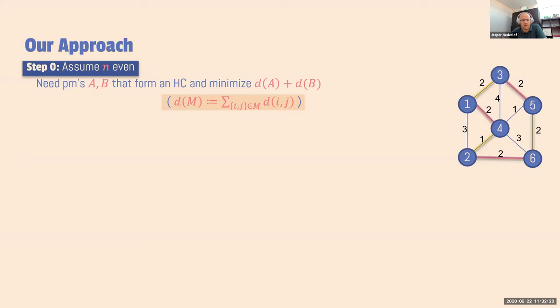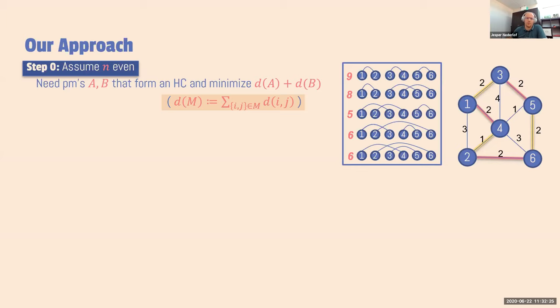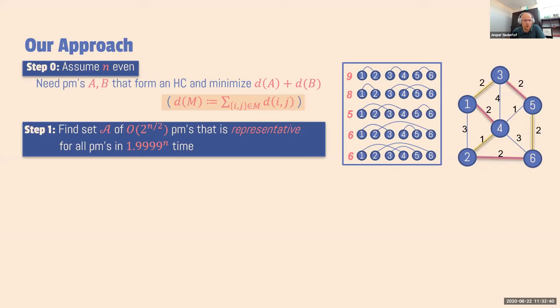So what we could do is just list all the perfect matchings that we see in the graph, and then go over all pairs and see which among the ones that form a Hamiltonian cycle has total minimum distance. That's one candidate algorithm. But of course, it's very slow because there is a huge amount of perfect matchings. And because of this, we have a first step.